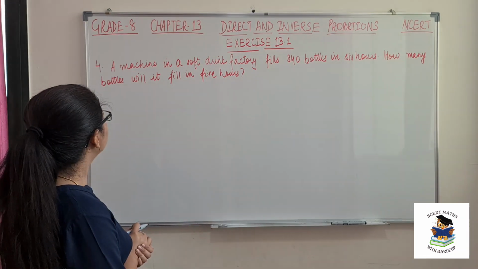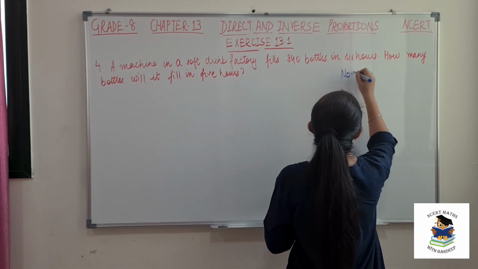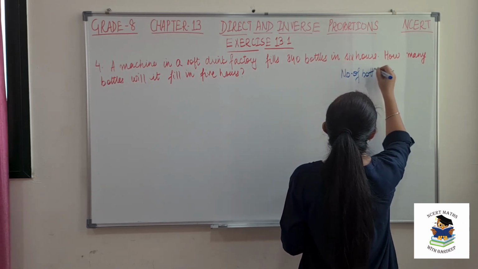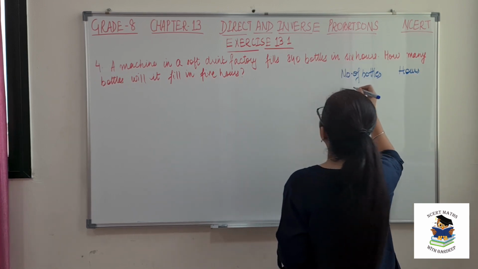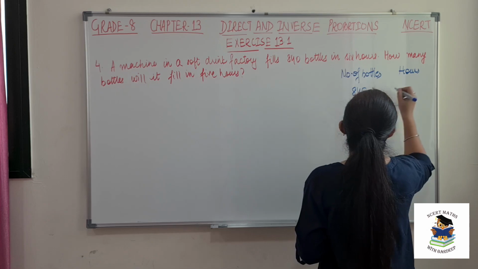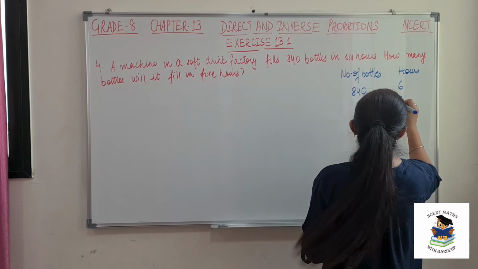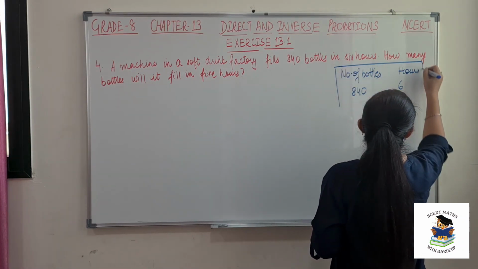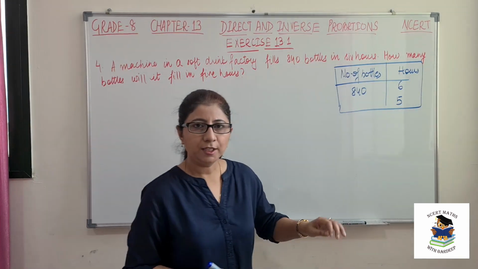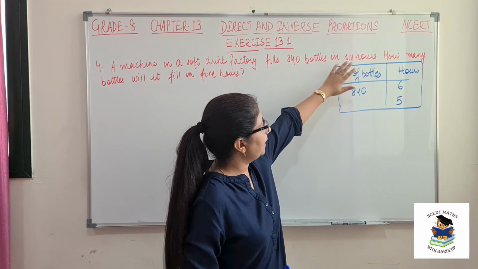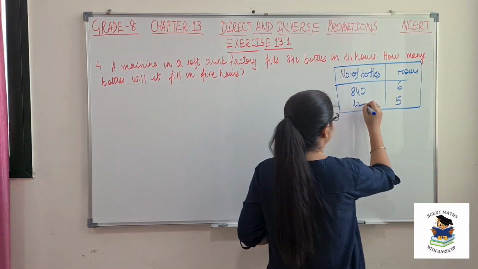So let's write the values. One thing is number of bottles, and second is hours or time. Okay, so 840 bottles in 6 hours. So we need to find the number of bottles in 5 hours. For this data, since this is directly proportional, this is taken as x and that will be y. So this is x1, this will be x2.